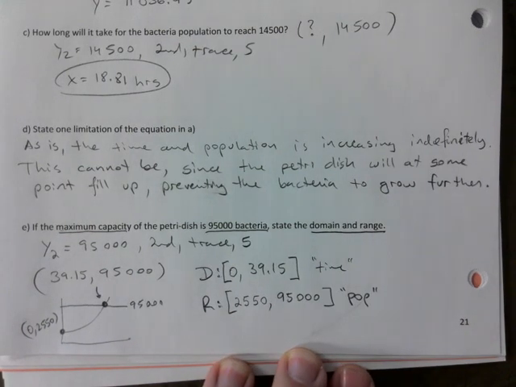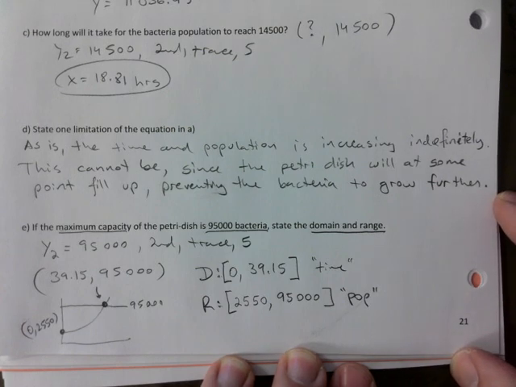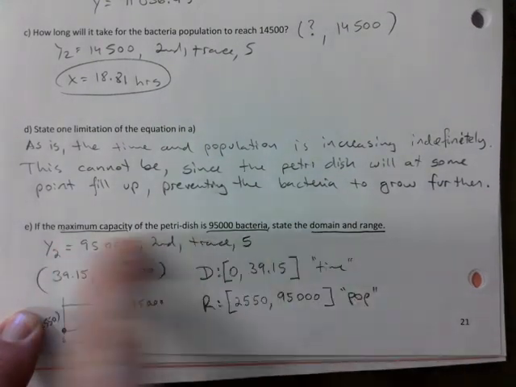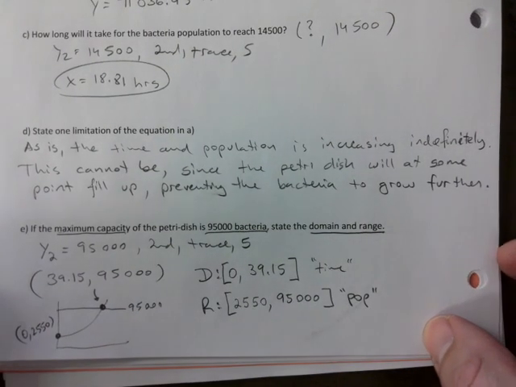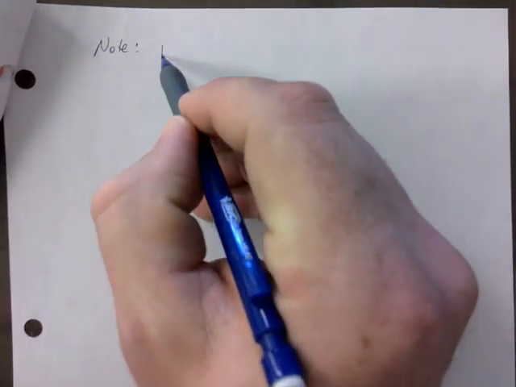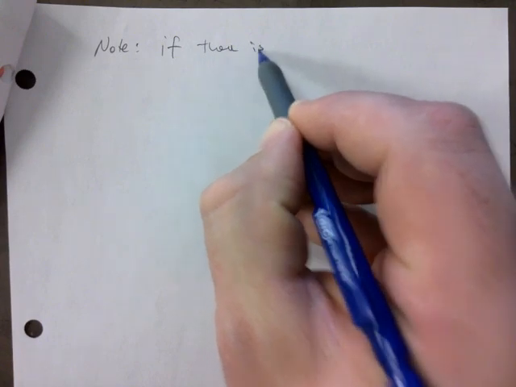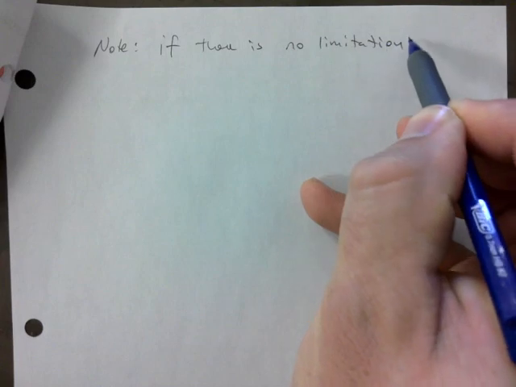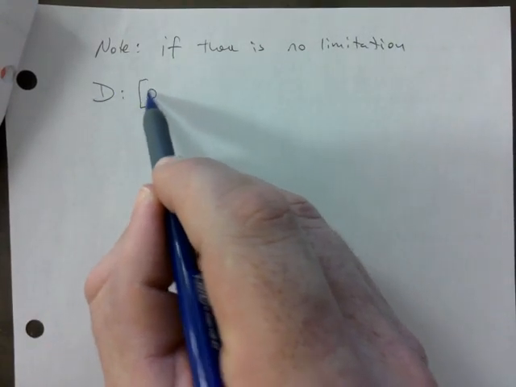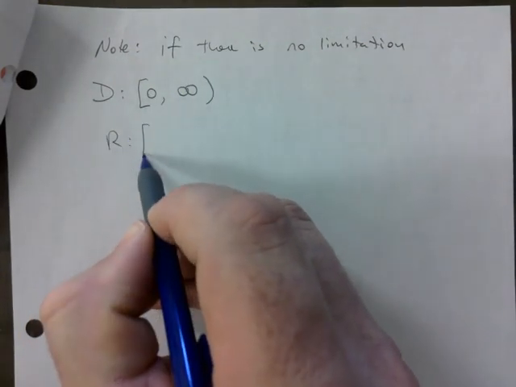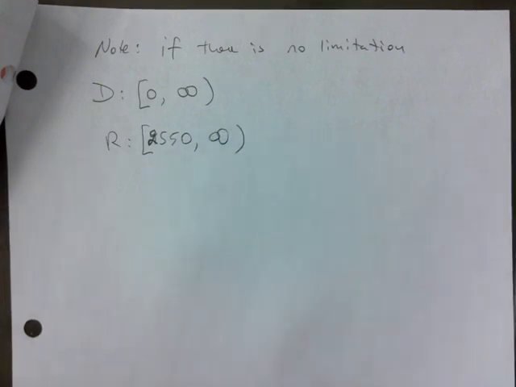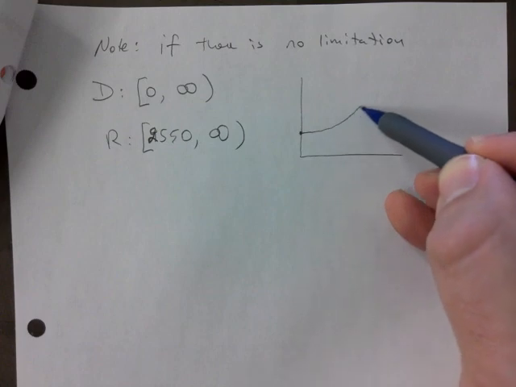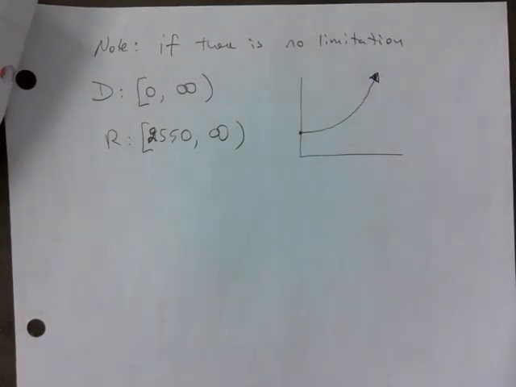Hold on. I will make that note again. Okay, I'll make the note again that I made yesterday. If this statement had not been made, that there's some sort of stop to the growth, you would in fact go to infinity. Okay, it has happened, right? So I'm going to go to 22 here. Note, if there is no limitation, then domain would have been 0 to infinity. Your range would have been 2550 to infinity. And then for the graph, you actually would have been okay to just say, right, that the arrowhead just keeps going.